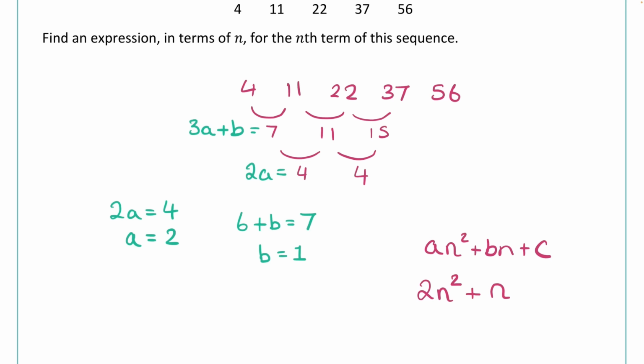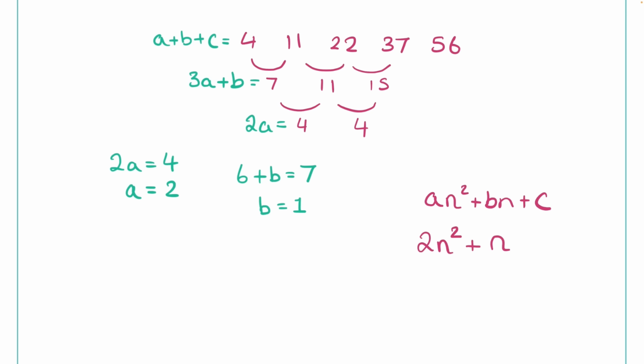And now we can find the value of c. We get c from the top row. The formula is a plus b plus c, which is equal to 4. Now we know a and b. We have a is 2, so 2 plus b, which is 1, plus c is equal to 4. So that is 3 plus c is equal to 4, and therefore c is equal to 1.